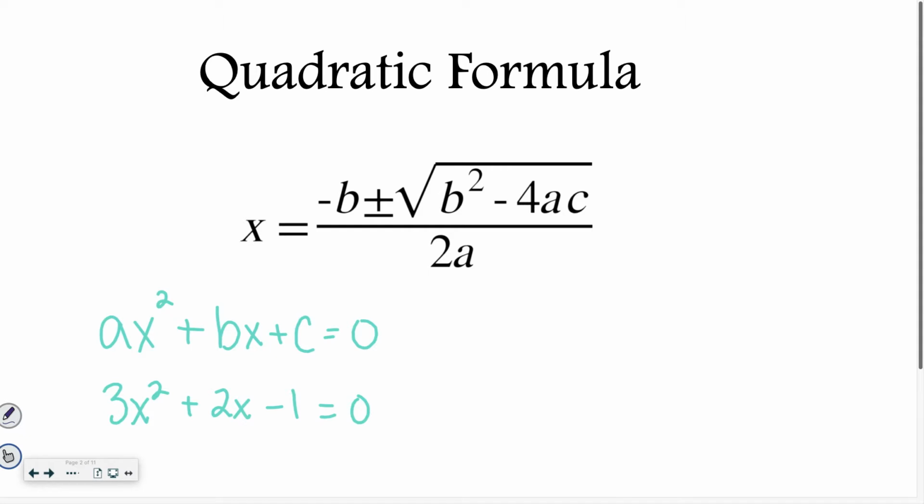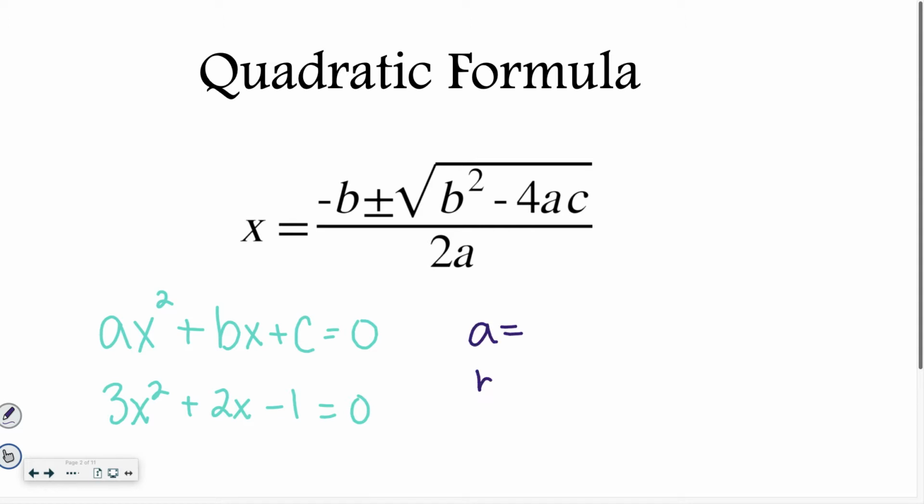We've practiced using square roots, we've practiced factoring, we've practiced graphing, but sometimes those methods don't work, and that's because you're going to get a really gross decimal number, and that's when you insert the quadratic formula. Okay, so if we look at this, I have 3x squared plus 2x minus 1.